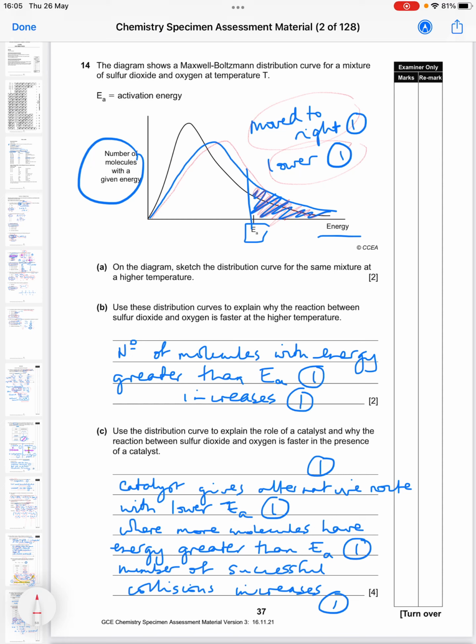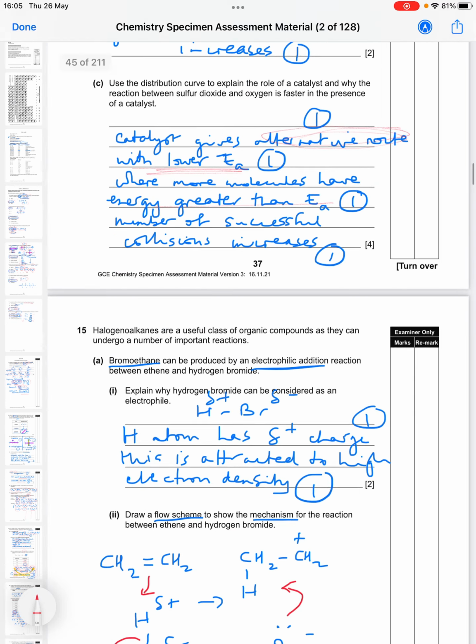Then it says use the distribution curve to explain the role of catalyst and why the reaction between sulfur dioxide and oxygen is faster in the presence of a catalyst. So the first mark is for saying that the catalyst gives an alternative route with a lower activation energy. 1 mark each for both those phrases. Then where more molecules have energy greater than the activation energy is your 3rd mark. So the number of successful collisions increases is your 4th mark.